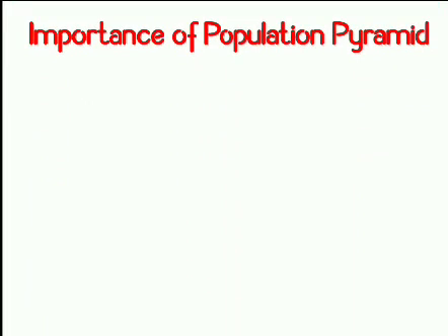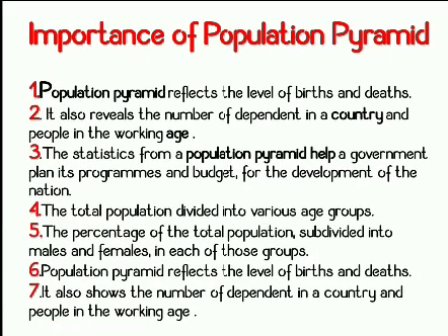Next, we'll study the importance of the population pyramid. The population pyramid reflects the level of birth rates and death rates. So you can understand how many births have taken place in this particular country in this year and also the death rate. It also reveals the number of dependents in a country and people of working age. So you can understand how many people are between 15 to 59, who are working people, and how many are dependent people, that is from 0 to 14 and above 60.